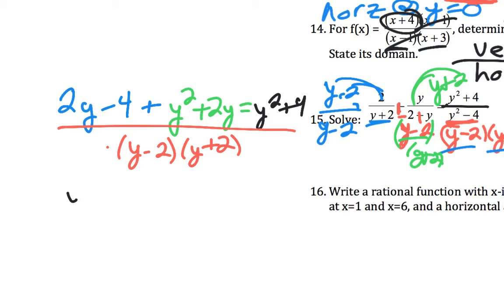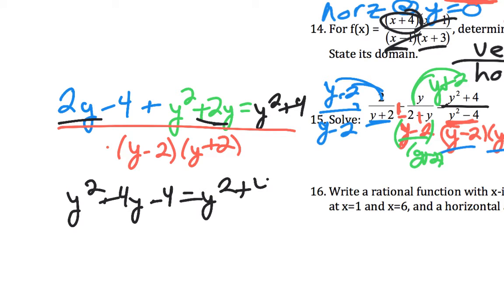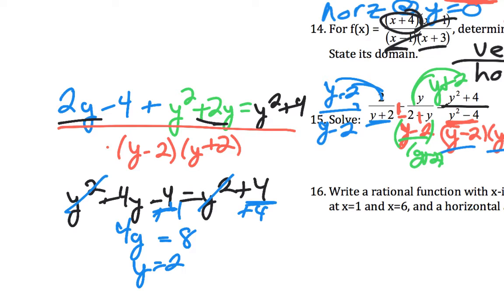And so now I'm going to combine like terms. This is a y squared plus a 4y minus 4 equals y squared plus 4. Now, it's the exact same on both sides, so I can cross it out. If the signs are opposite, don't do that, okay? They have to be exactly the same, and then you can cancel them out on both sides. So I'm going to add 4 to both sides. This is equal to 8, so y is equal to 2.